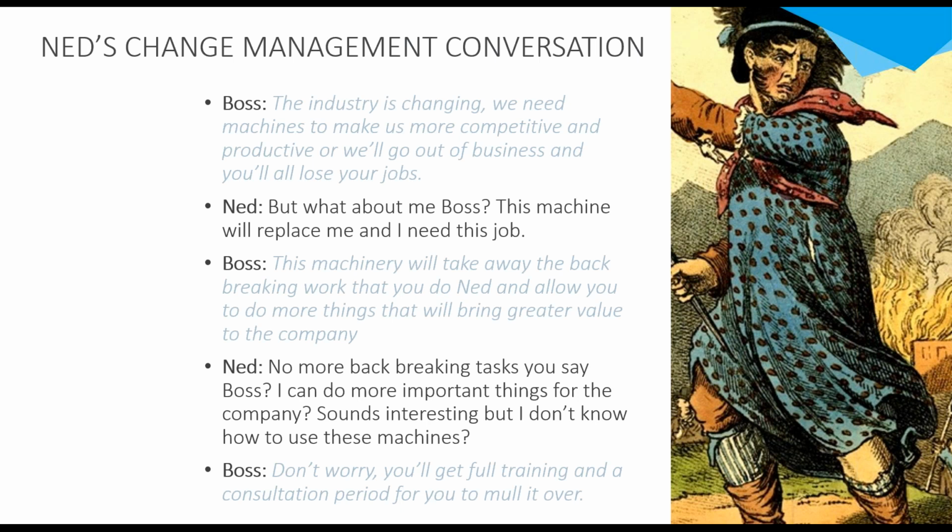We need machines to make us more competitive and productive, or we'll go out of business and you'll lose your jobs. Ned is obviously very concerned and says, the machine's going to replace me. I need the job. Machinery will take away the back-breaking work you do and allow you to do things that will bring greater value to the company. Ned replies that there's no more back-breaking tasks and I can do more important things. Sounds great, but I don't know how to use the machines. Boss replies with, don't worry, you'll get full training and a consultation period.